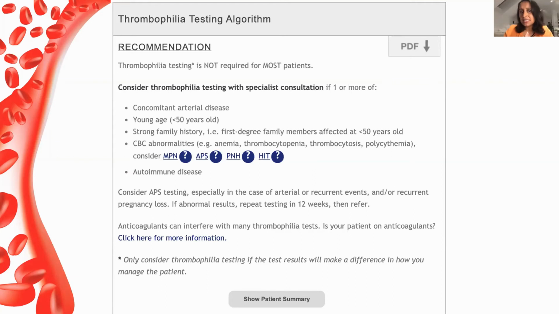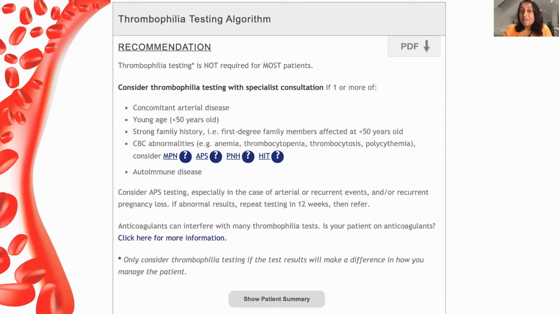So the tool now takes us to the following recommendation, very similar to our last patient. It tells us to consider thrombophilia testing with specialist consultation for this type of clot if there is concomitant arterial disease, young age, strong family history, autoimmune disease, or CBC abnormalities. Now, this patient meets one important criteria for potential thrombophilia. She has an abnormal CBC. So remember that elevated platelet count.